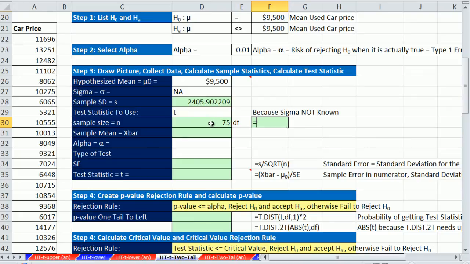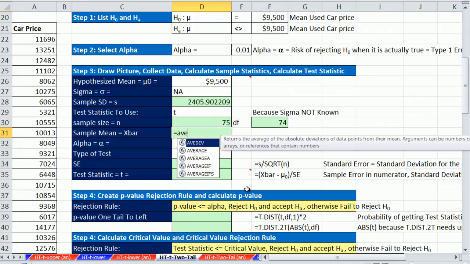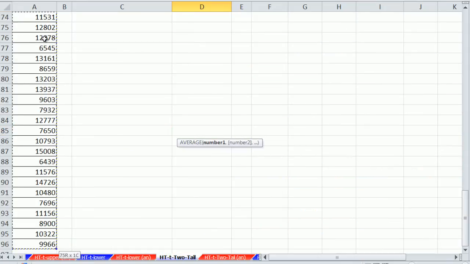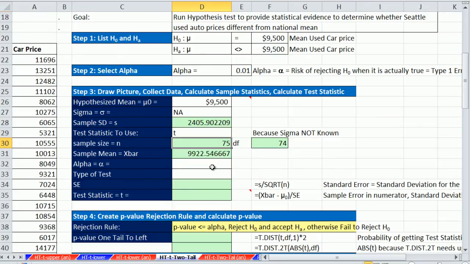Degrees of freedom, that'll help us determine which T distribution we're going to use. So we take n minus the number of samples. Our mean. Control shift down arrow, shift enter. Alpha, we have that from up here, 0.01, we're going to be real sure. Type of test, this is going to be a two-tail. Our standard error, we take our s divided by the square root of our n. That's the standard deviation for the sampling distribution of x bar.